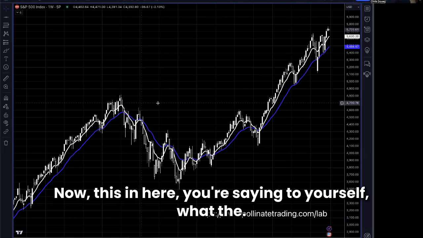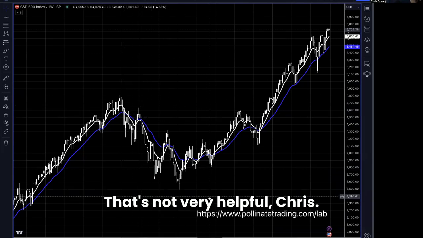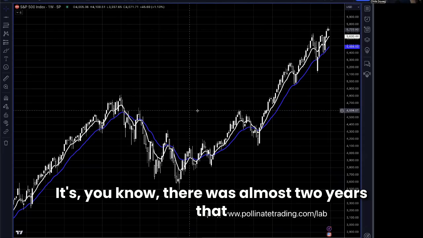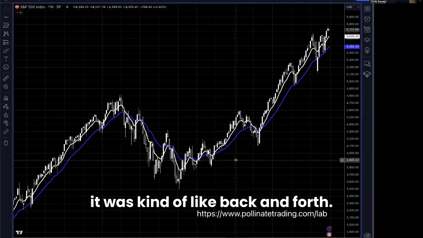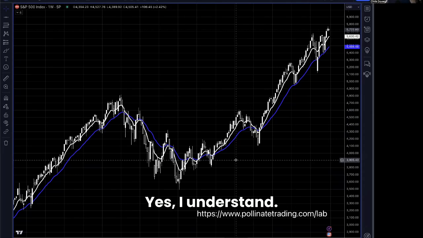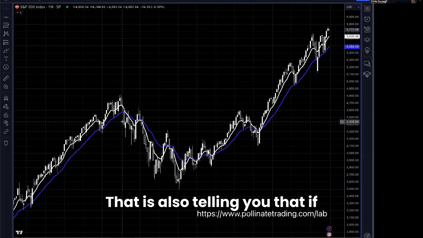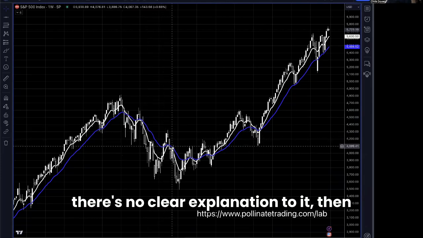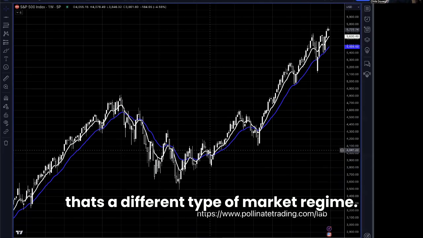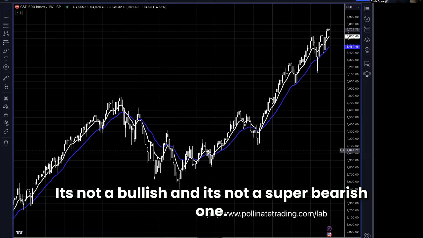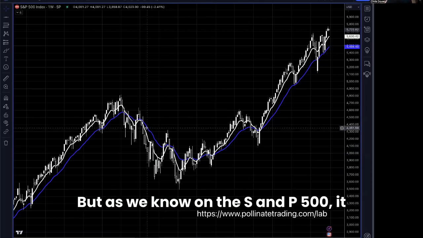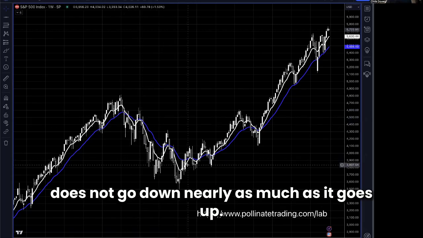That's a very simple way to look at a market regime. Now, you're saying to yourself, that's not very helpful, Chris. There were almost 2 years that it was kind of back and forth. Yes, I understand. That is also telling you that if there's no clear direction to it, then that's a different type of market regime. It's not a bullish one and it's not a super bearish one. It ended up being bearish. You could see it. But as we know, the S&P 500 does not go down nearly as much as it goes up.